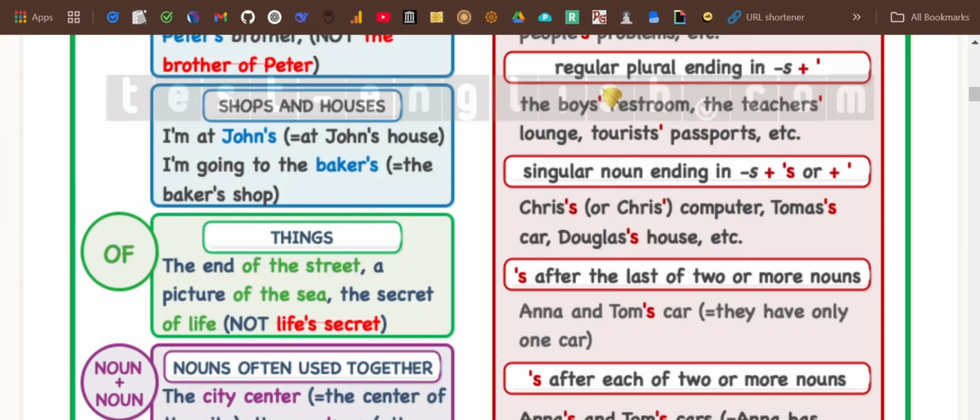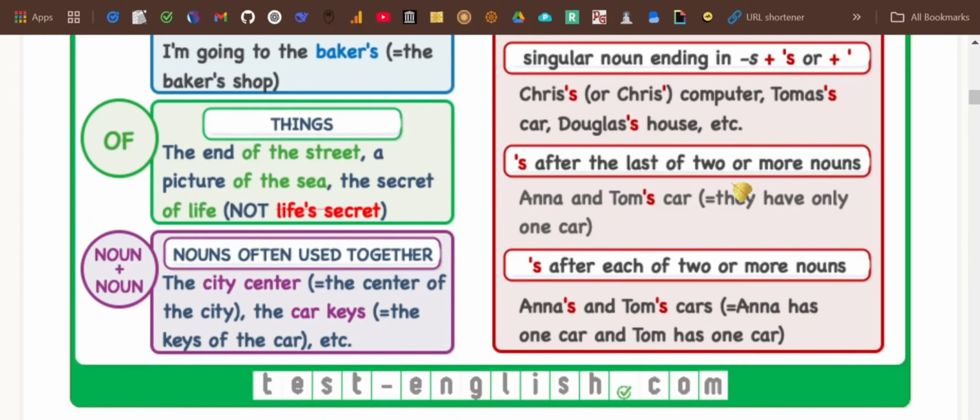Here you don't need to, you just pronounce the boys' restroom. But here you say Chris's, no? Yes. You could also put just apostrophe like this, following this method. Chris' computer, but I think this is used more often. Thomas's, Douglas's. Yeah, these are names. Thomas or Douglas. Okay?